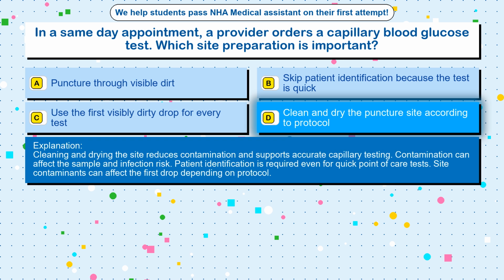Cleaning and drying the site reduces contamination and supports accurate capillary testing. Contamination can affect the sample and infection risk. Patient identification is required even for quick point-of-care tests. Site contaminants can affect the first drop depending on protocol.